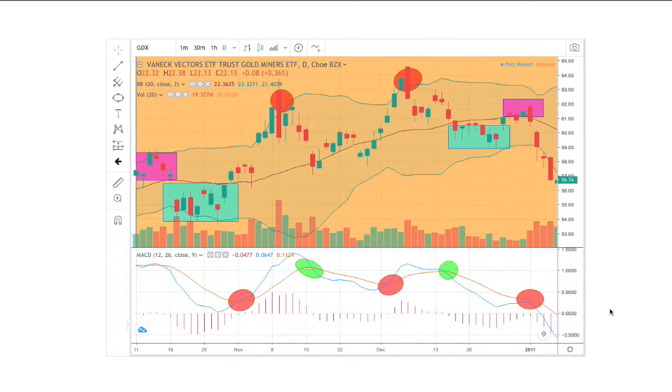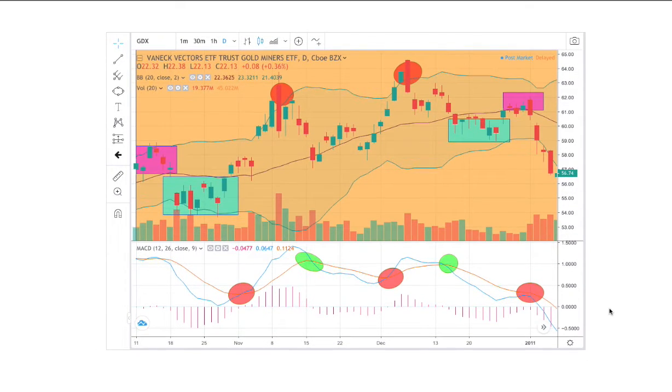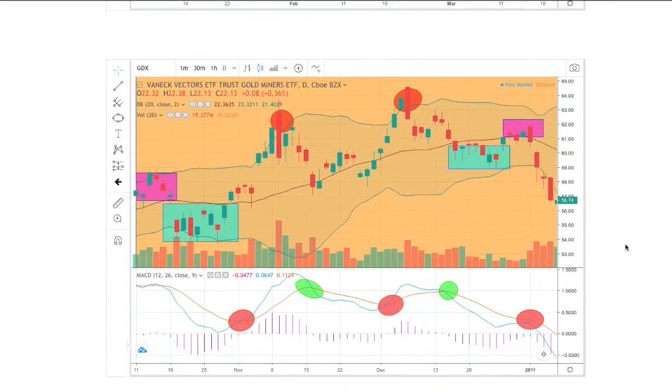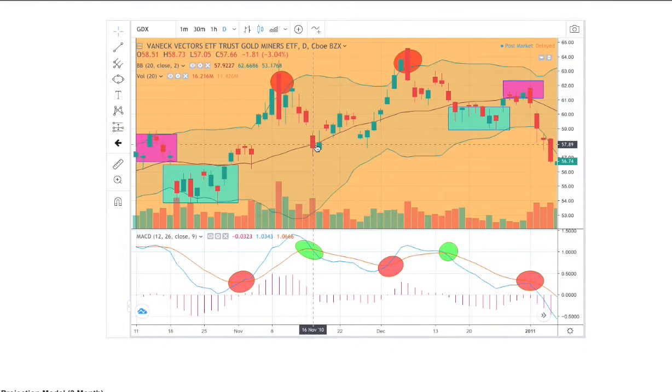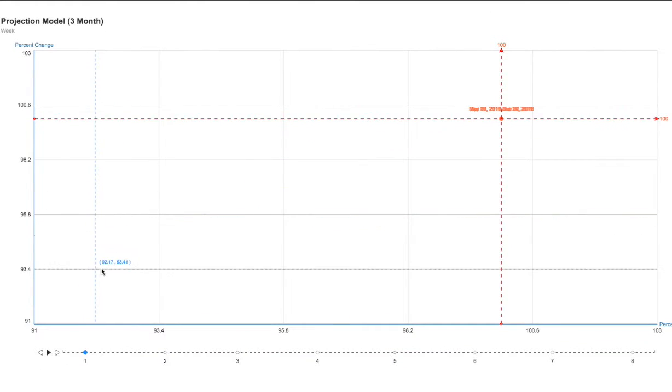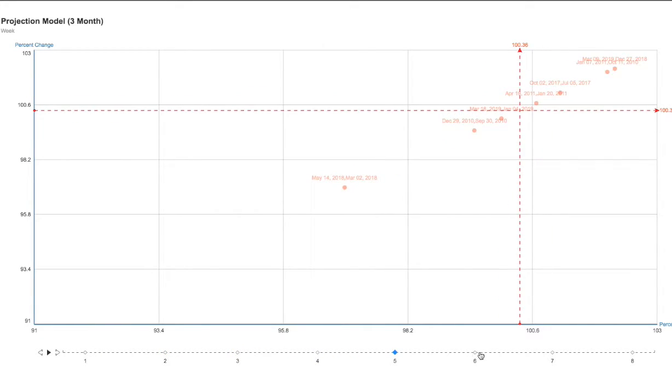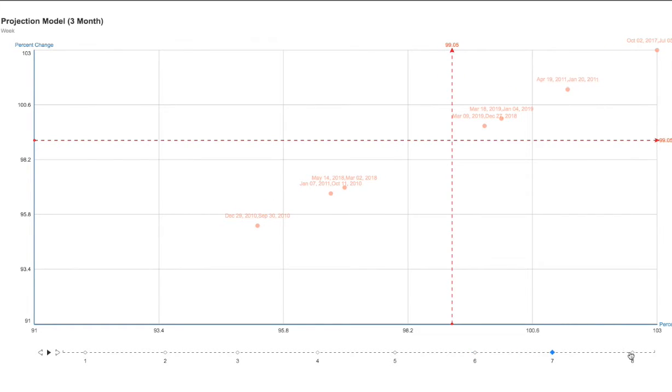Since these points are identical, we have reason to believe that this outcome should be the same as the current trend. So let's look at the forecast. Oh, before that, this trend is January 7th, 2011 to October 11th, 2010. So let's look at the projection model. The projection model is currently at day 0, 1 day out, 2 day out, 3 day out, 4 day out, 5 day out, 6 day out, and 7 day out.